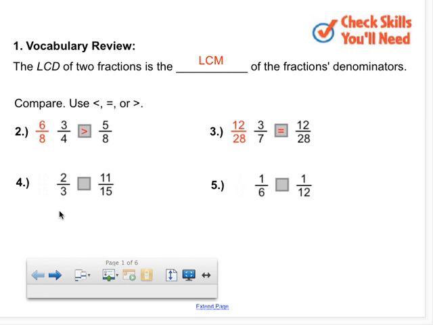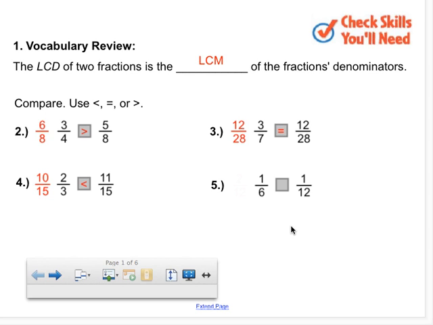Okay, very good. Who's got number 4? Let me go to a girl this time. Fatima, go ahead. I got 2/3 is less than 11/15. Right, and how did you get 2/3 is less than 11/15? I multiplied the numerator and the denominator by 5. Right, if you multiply the numerator and the denominator by 5, you see that this is 10/15, and that's less than 11/15. Very good.